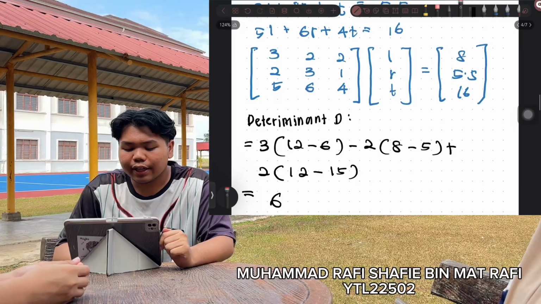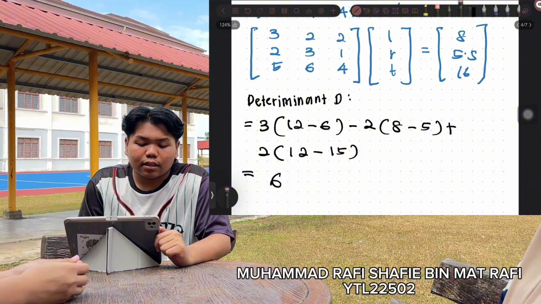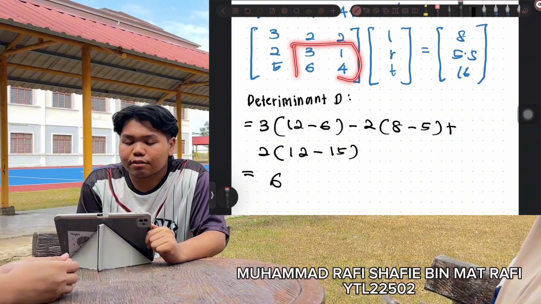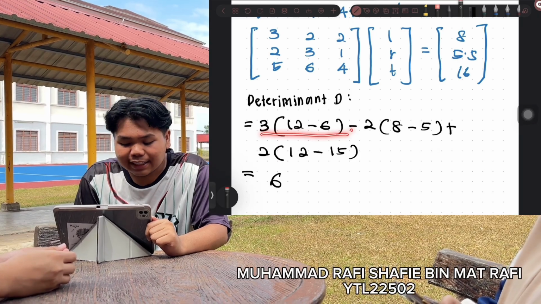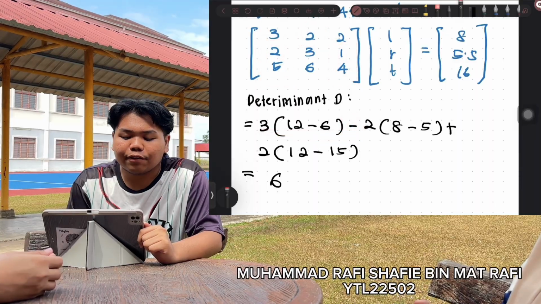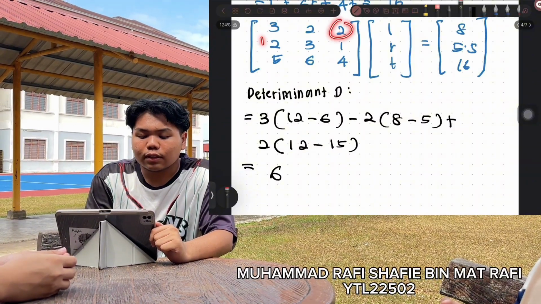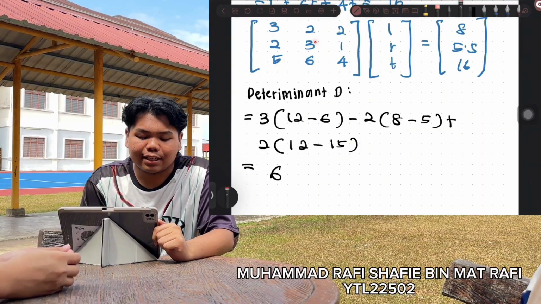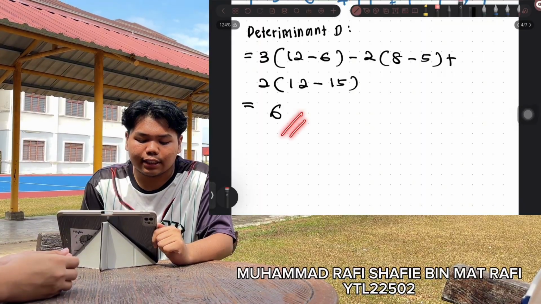And then we can find the determinant D. To find the determinant D, we need to calculate 3 times (3 times 4 minus 6 times 1), and then we get this. Minus 2 times (2 times 4 minus 5 times 1), and we get this. Plus 2 times (2 times 6 minus 5 times 3). And then we need to calculate all this. We got the answer for determinant D is 6.